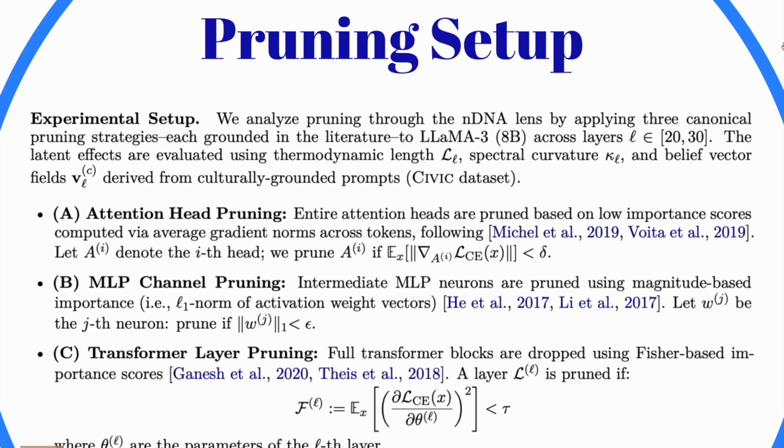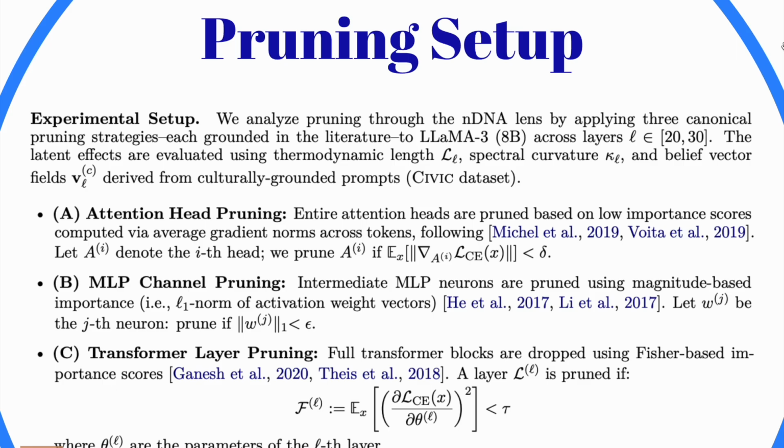The third kind of pruning we applied is transformer layer pruning. For each full transformer block, we measure a Fisher-style score, the expected value of the squared gradient of the cross-entropy loss with respect to that layer's parameters. If this expected square falls below a cutoff, call it tau, we drop the entire block. Intuition, when the model's loss barely changes as you move that layer's weights, the layer is judged non-critical and can be removed.